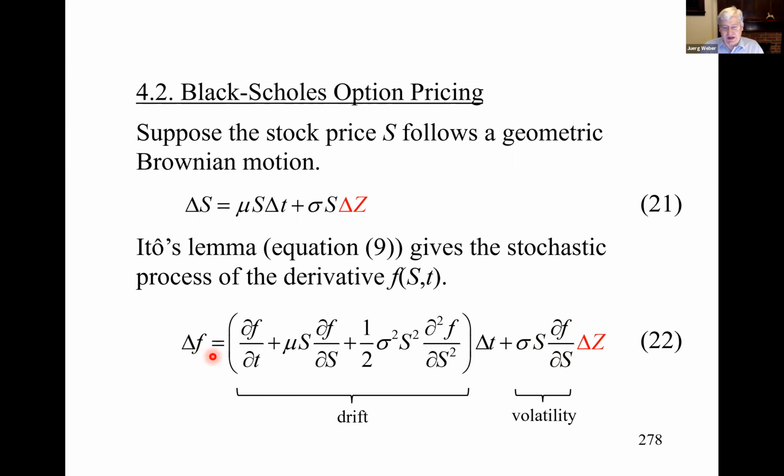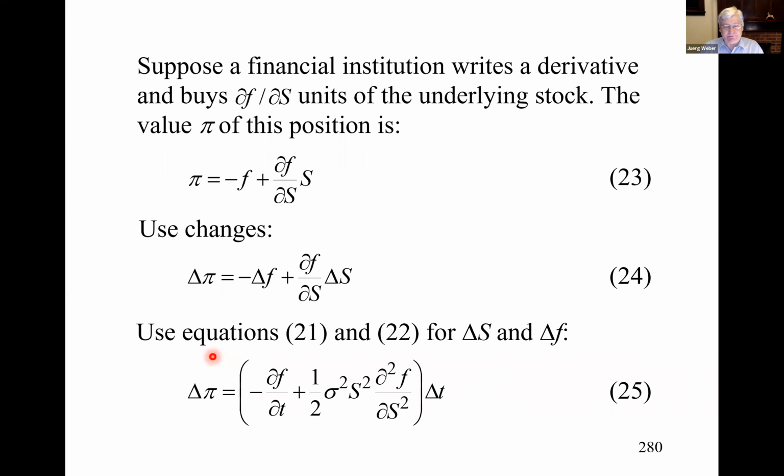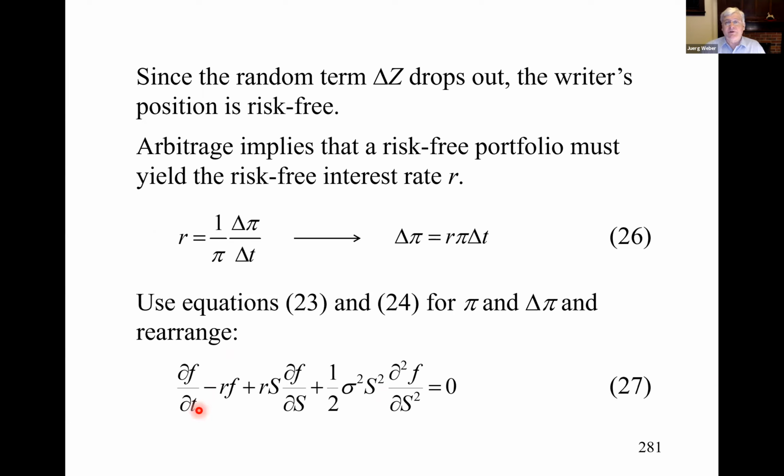So the result that we get here is not so surprising. So that's a certain return. We have now a risk-free return. It's risk-free. And then actually arbitrage implies that a risk-free portfolio must yield a risk-free interest rate.